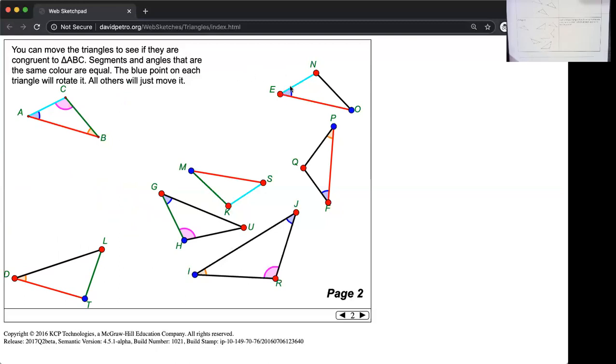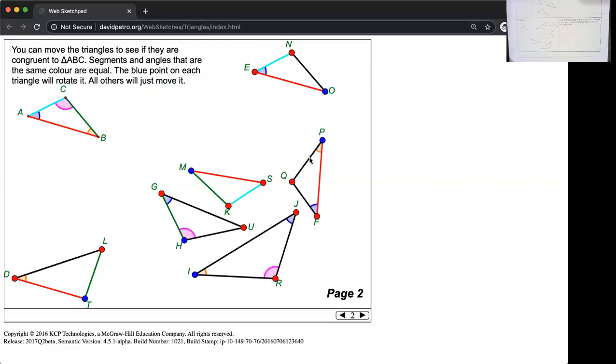Now let's look at triangle ENO, this one right here. To check if it's congruent, I can see if I can transform it onto triangle ABC. So if I translate it over, I'll line up point E with point A, do a little bit of a rotation by clicking this blue point here so I can line up the red sides. And after I do that, I can see that the 2 triangles land on each other perfectly. So I know that triangle ENO is congruent to triangle ABC. I'll move it over here to the right where I'll put all of my congruent triangles.